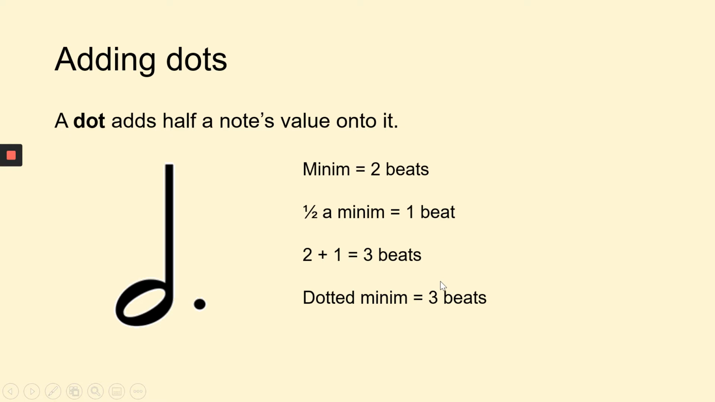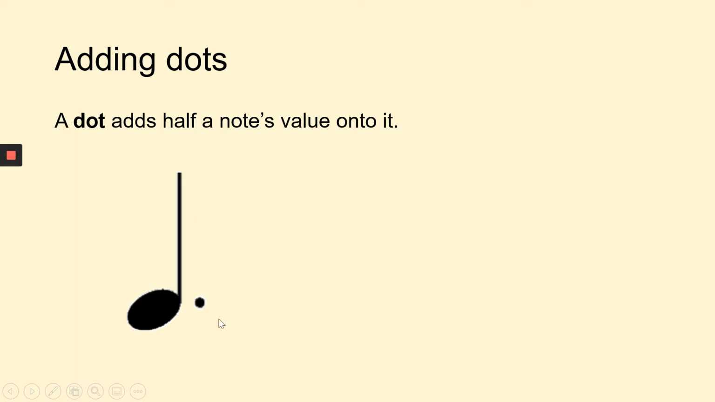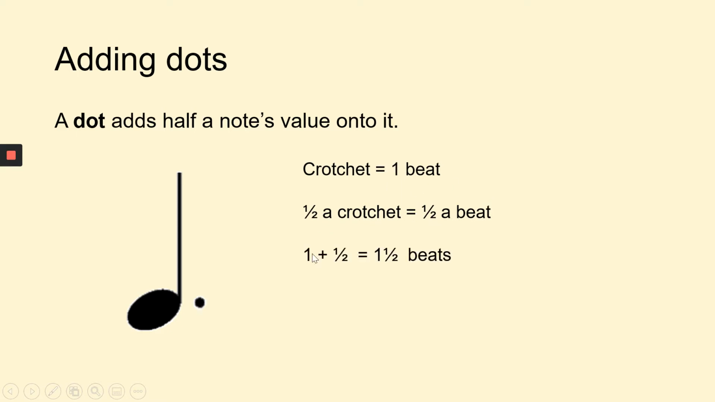We can apply this process to any note that has a dot on it. For example, here is a dotted crotchet. A crotchet is worth 1 beat. Half a crotchet would therefore be worth half a beat. 1 plus a half equals 1.5 beats. So a dotted crotchet lasts for 1.5 beats.